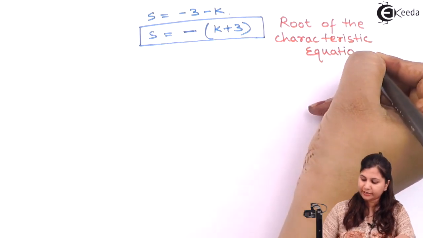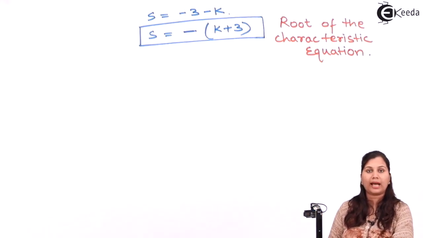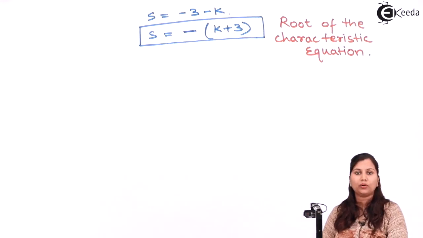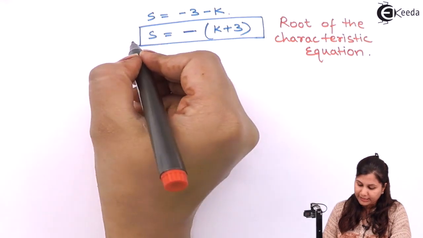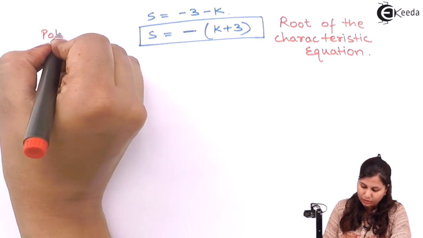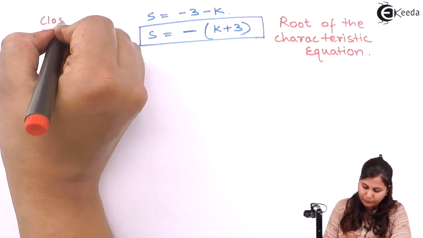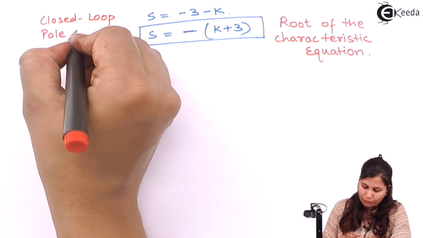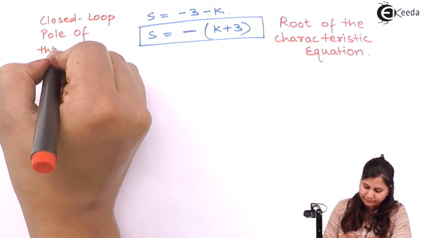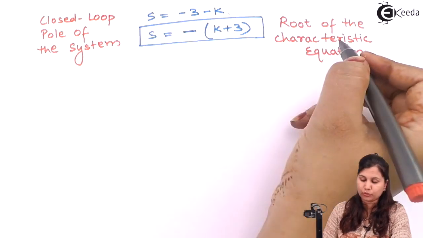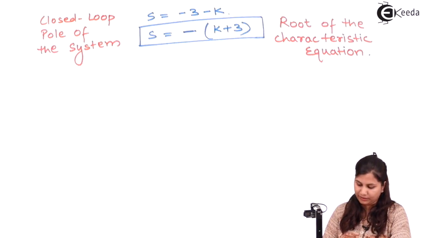The root of the characteristic equation is also known as the pole, or we can say the closed loop pole of the system. So this S equals minus K plus 3 is also the pole, or the closed loop pole of the system. So poles and roots are one and the same thing.